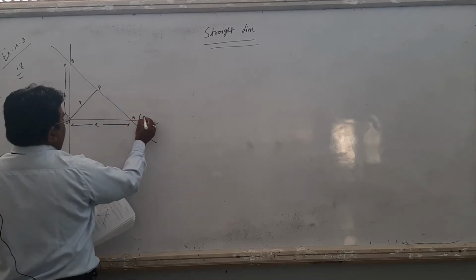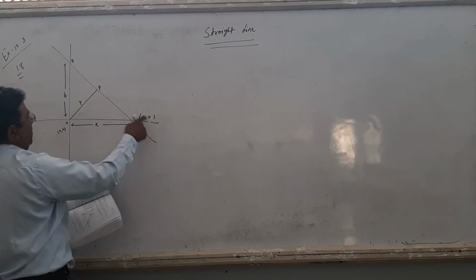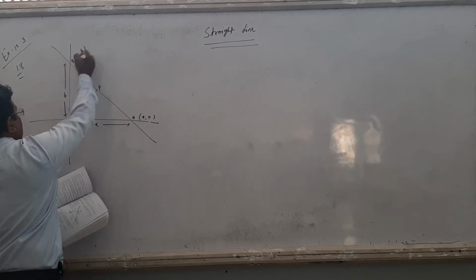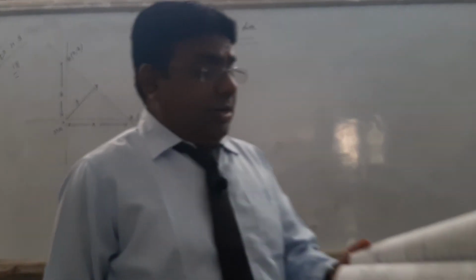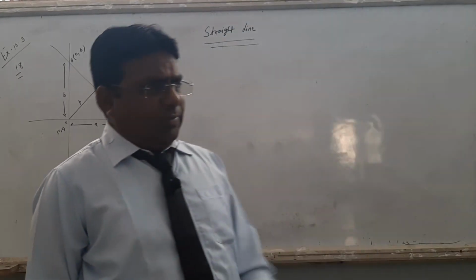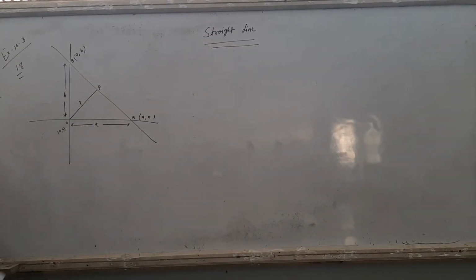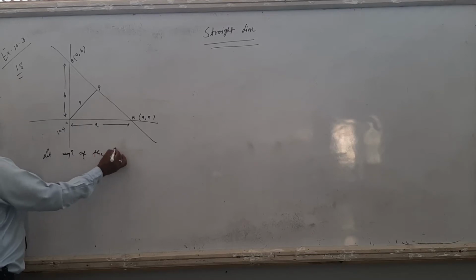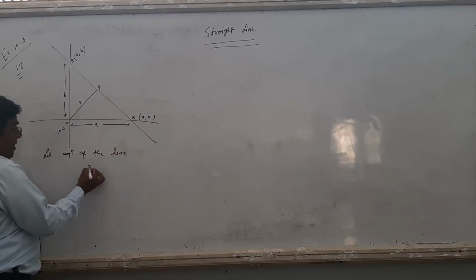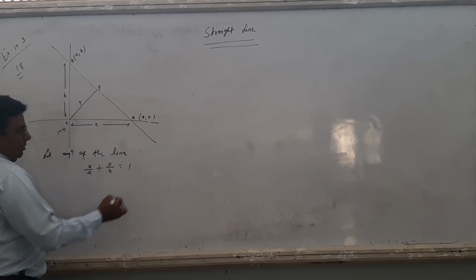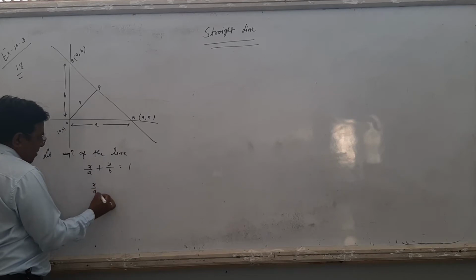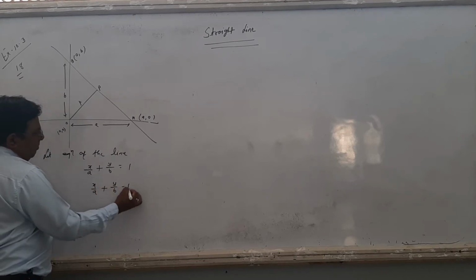So what are the coordinates of point A? (a, 0). On the x axis the y coordinate is 0, on the y axis the x coordinate is 0. Now the proving part: to show that 1 upon p square equals 1 upon a square plus 1 upon b square. Look here, it's a very simple question. First thing is the intercepts a and b are given. So let the equation of the line be x upon a plus y upon b equals 1. Right? That means x upon a plus y upon b minus 1 equals 0.